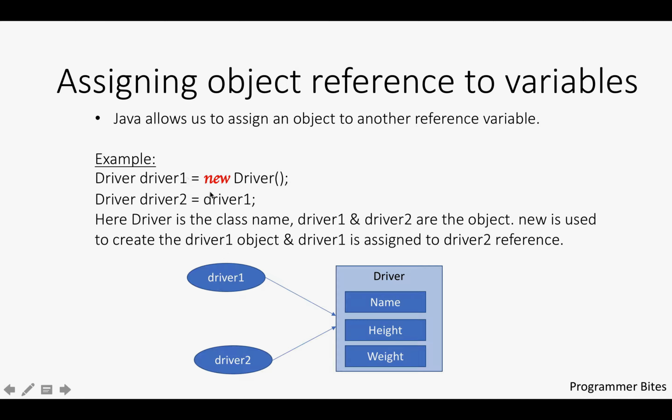We are going to assign this driver1 object to the driver2 reference variable so that both driver1 and driver2 have the same set of state and behavior. Here Driver is the class, driver1 is the object, driver2 is the reference variable, and the driver1 object is assigned to the driver2 reference variable.